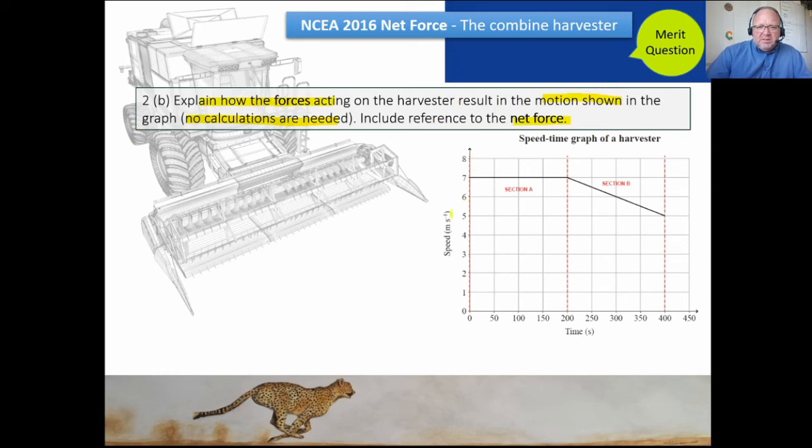Now let's just see. Okay, so this is a speed time graph, and we have two sections, section A and section B. So quickly pause and figure out in your head how you can answer this, please.